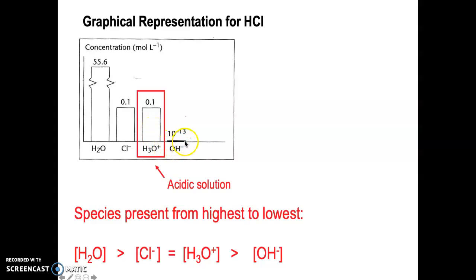The hydroxide bar definitely needs to be put in. You don't need to work out the numbers, but it will be considerably lower than 10 to the negative 7 because of the acidic nature of this solution.